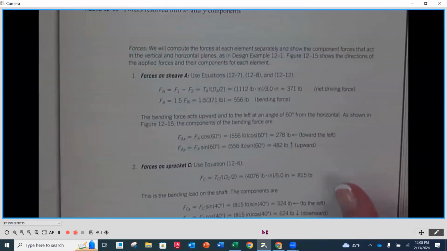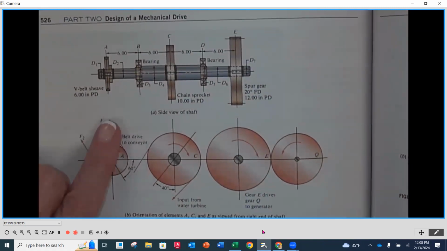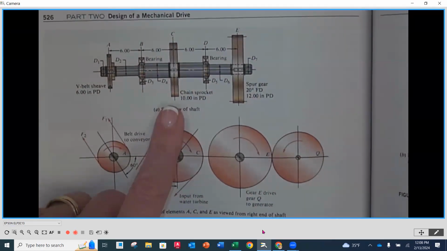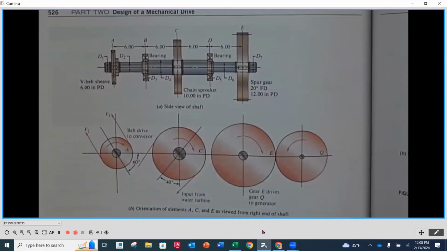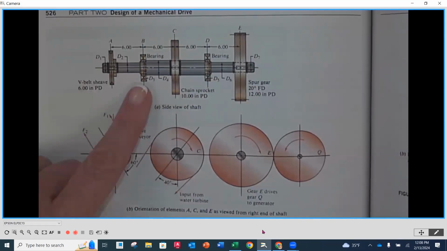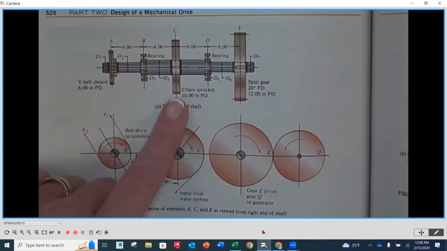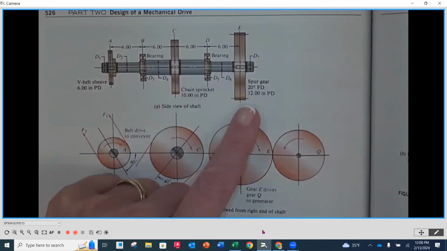So we're going to turn the page, and you're going to notice that they have a proposed design here in 12.13A. This is going to be the shaft that we're going to be designing for the elements that are on here. You'll notice we have a V-belt sheave, bearing support, a chain sprocket, another bearing support, and we have a spur gear.